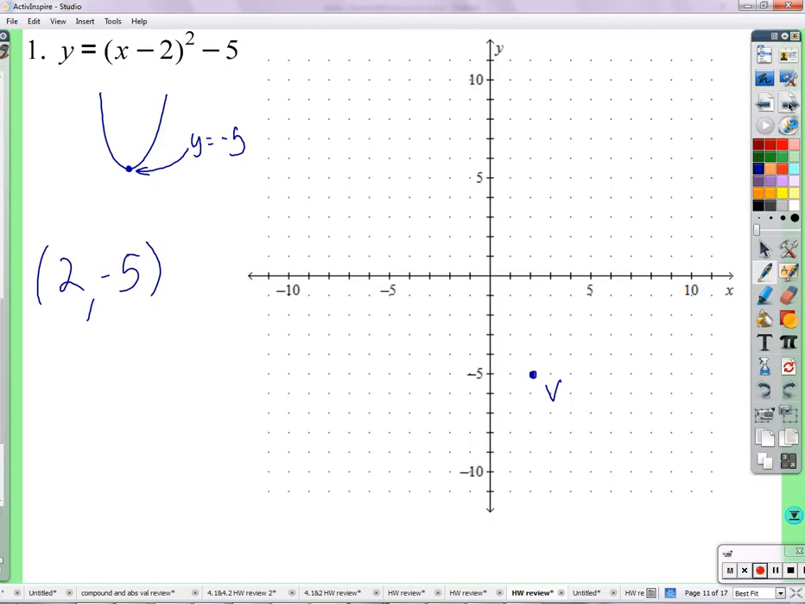How about this one? Plug in. Well, we already did that, right? That's where we get the vertex, 2, negative 5. We're coming back and going back through these. Plug in 0. We can even do it in our heads. Negative 2 squared is 4 minus 5. Negative 1. Reflect that over the line of symmetry.